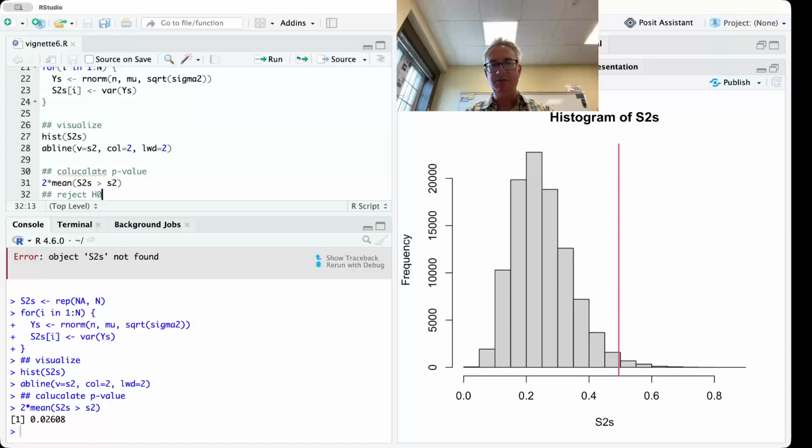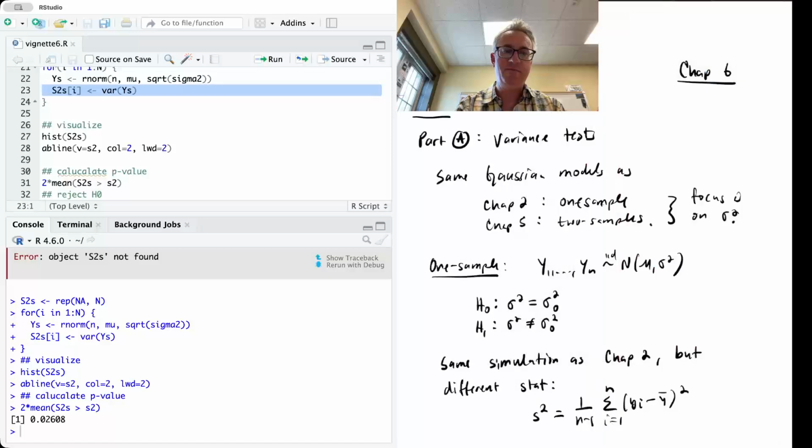Okay, so simulation is easy. It's just the same as chapter 2. And the p-value calculation is similar to chapter 2 also, but the calculation of the statistic is different. All right. How do we do this the math way?